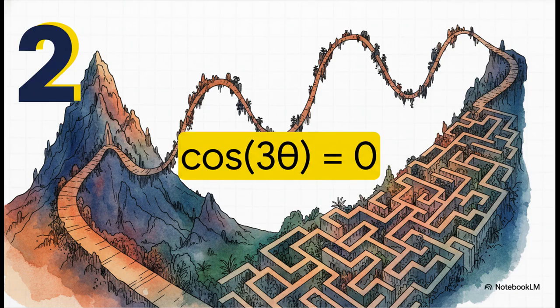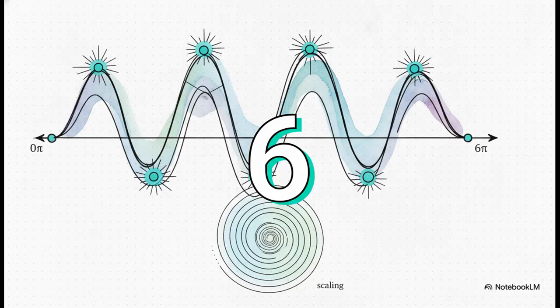What happens if the inner argument is 3 theta? Well, the method is exactly the same, but now we should be on the lookout for even more solutions. That's right. With an argument of 3 theta, the cosine function completes 3 full cycles. So that means we widen our interval all the way out to 6 pi, and we end up finding a whopping 6 different solutions for theta. The process scales up perfectly.